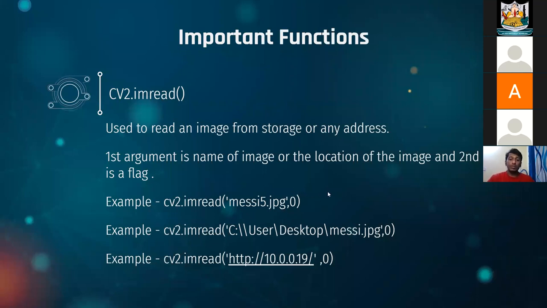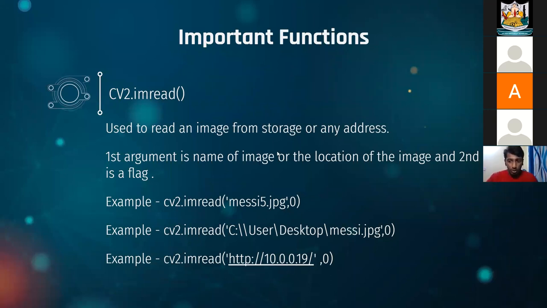Now, what are the inputs that you can give? Either you can give the image name, right? messy.jpg, or you can give the image path, like this, you have this path, so users desktop messy.jpg. But the first argument is the path of the image, or you can give a link, the host name or the link from where we can read the image.